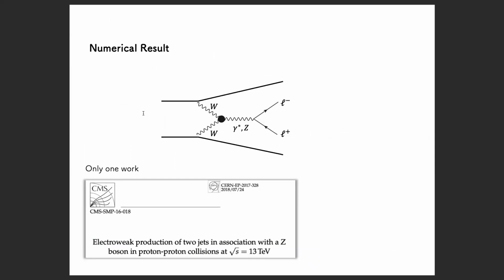Okay, so this is the numerical result. And basically, we actually recasted this process by CMS.